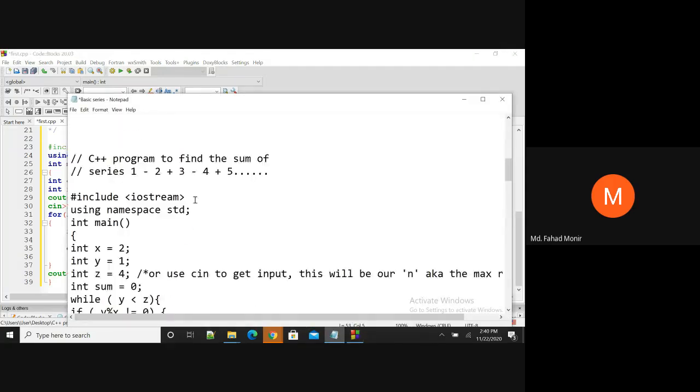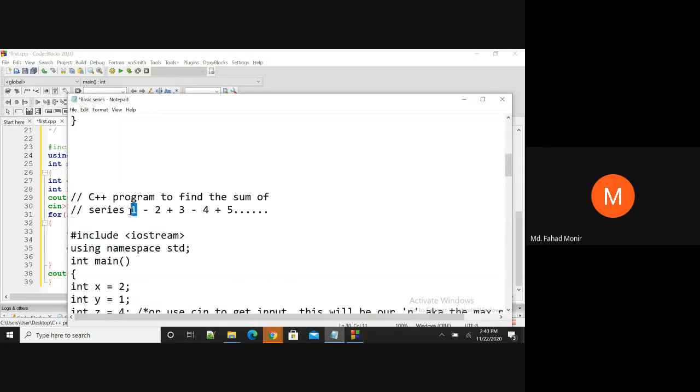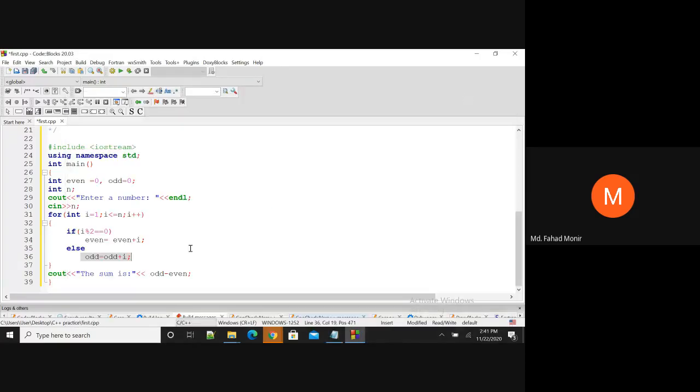Then finally, what I am doing here: if you do like this in this problem, you sum up all the odd numbers and the sum of all the even numbers, then you do odd minus even, the sum of odd minus the sum of even, then it will give you the final value of odd minus even. Is it clear?